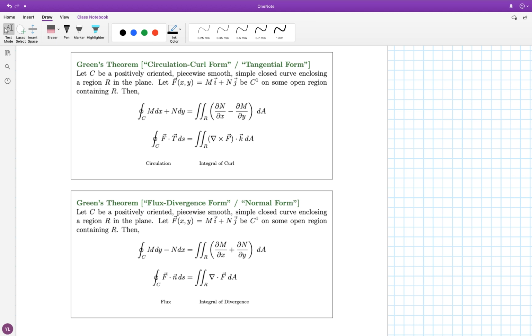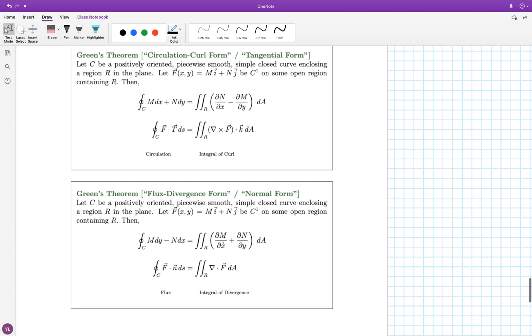So when you take this double integral in the first half of Green's theorem, you're summing up all the rotation of the vector field across the region. And that ends up coinciding, Green's theorem says, with the circulation of the field along the boundary. And in the divergence form, you're summing up the tendency of your field to diverge from points all across the region. And that ends up coinciding with the flux of the vector field across the boundary.